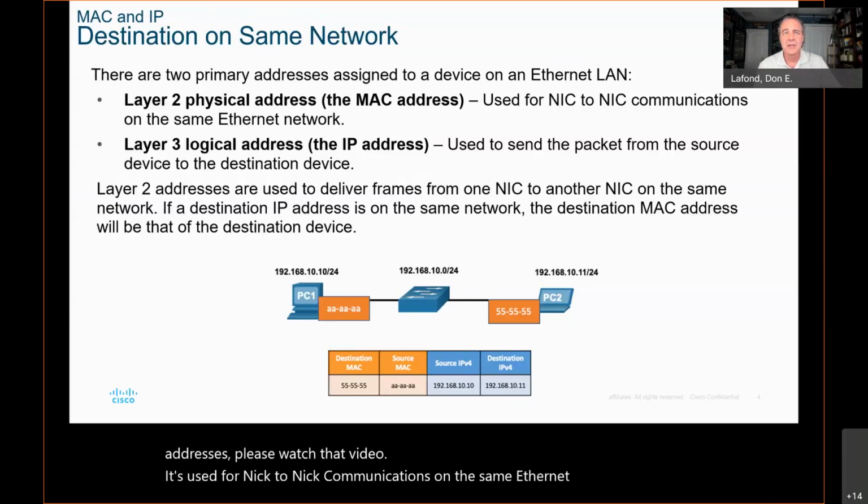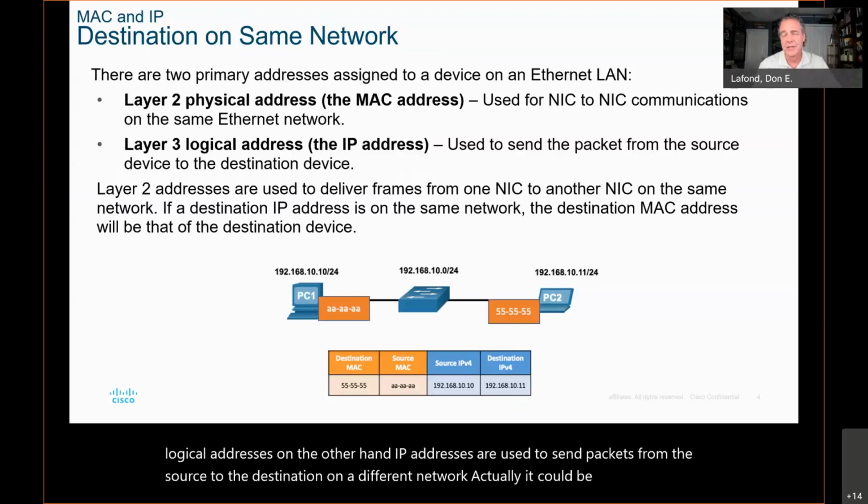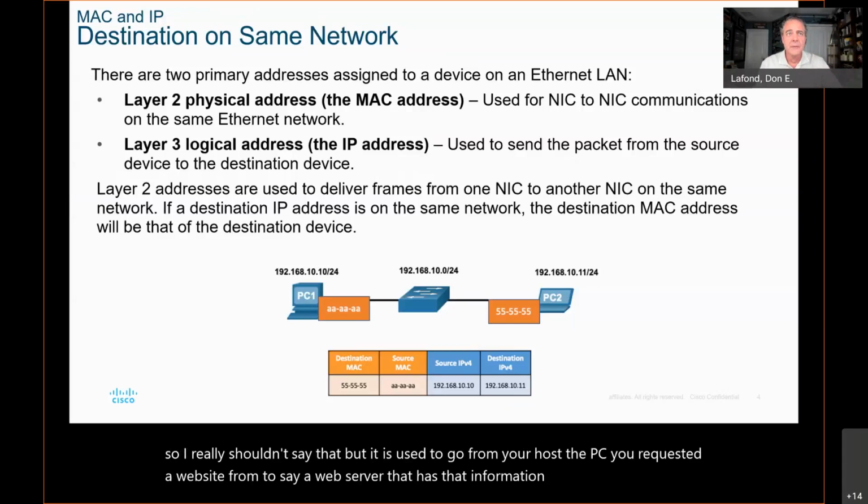Layer 3 logical addresses, on the other hand, IP addresses, are used to send packets from the source to the destination on a different network. Actually, it could be the next device, so I really shouldn't say that, but it is used to go from your host, the PC you requested a website from, to, say, a web server that has that information in a different part of the world.